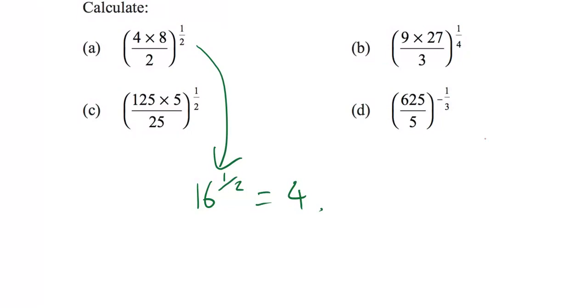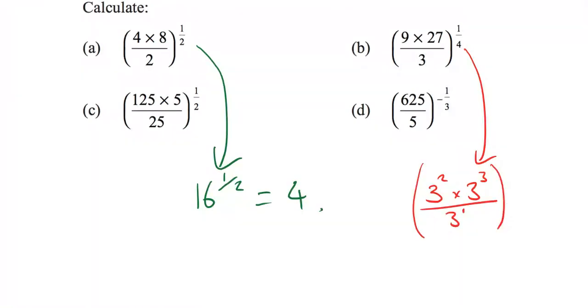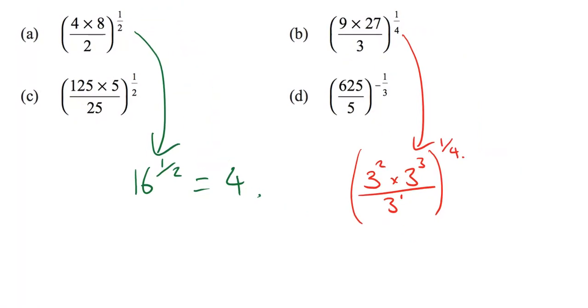We can do this in different ways, though, as well, because what we could do with this one, well, I don't want to do 9 times 27. So what I could do is write all this as powers of 3. So this would be equivalent to 3 squared, that's the 9, times 3 cubed, well, that's the 27, divided by 3 to the 1, which is the 3. So what I've done there is I've swapped those numbers out. I've recognized that they're all powers of 3.